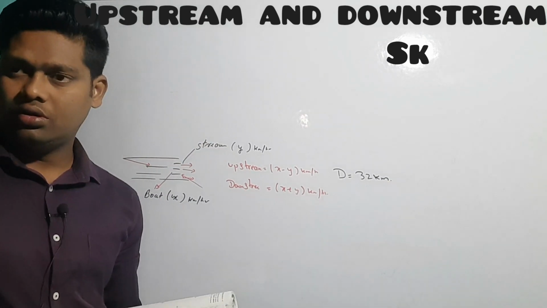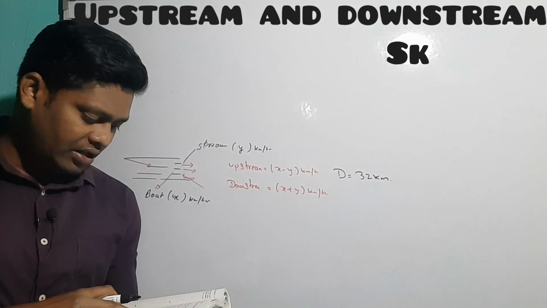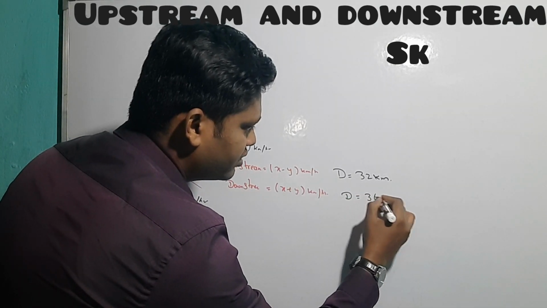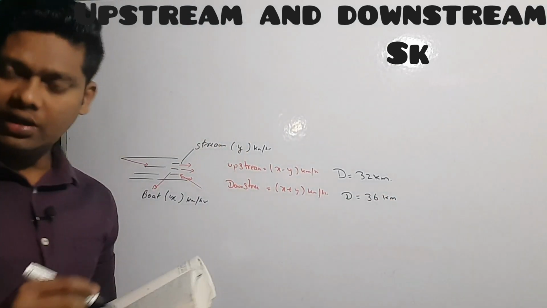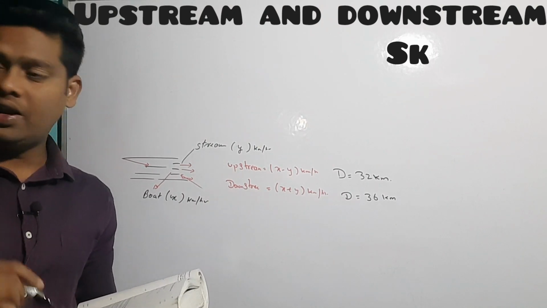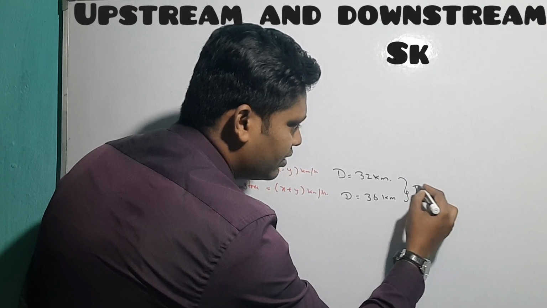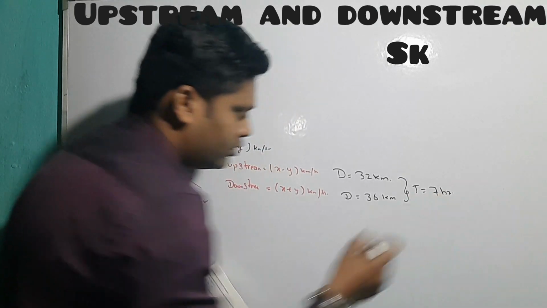Clear this one? Understand nicely. Next, after that, 36 kilometers downstream. Okay, 36 kilometers. This one is clear? In how much time? 7 hours. Means he has covered both the things together in 7 hours.